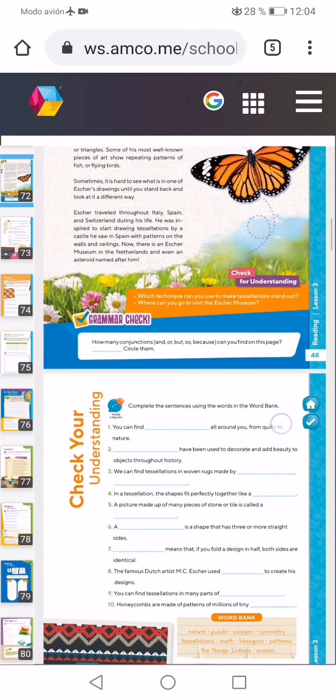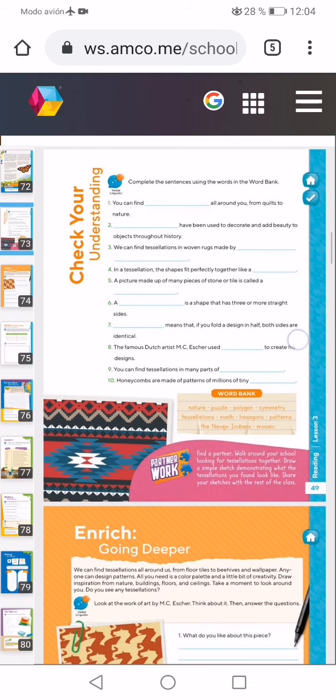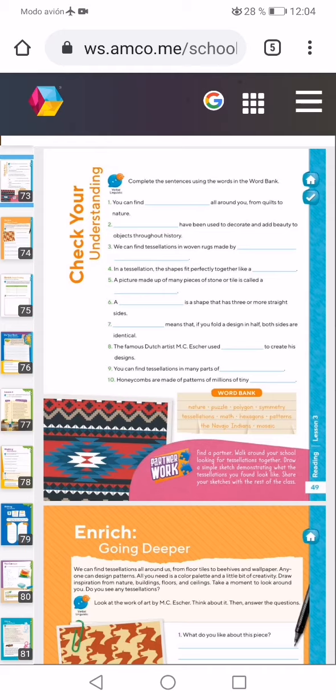Next page. This is the last page for today. Check your understanding. Complete the sentences using the words in the word bank. Number 1. You can find all around you, from quilts to nature.